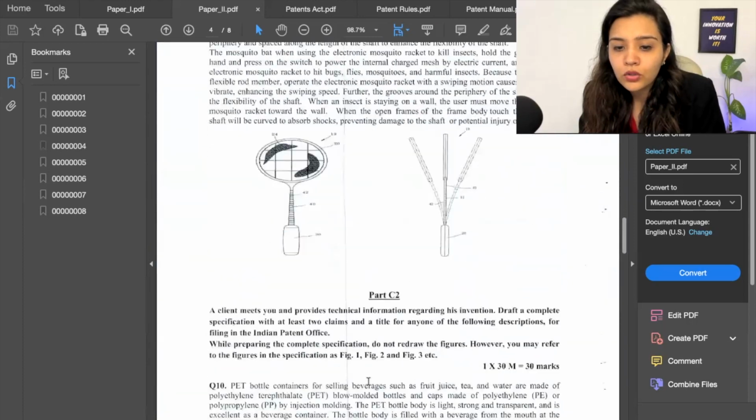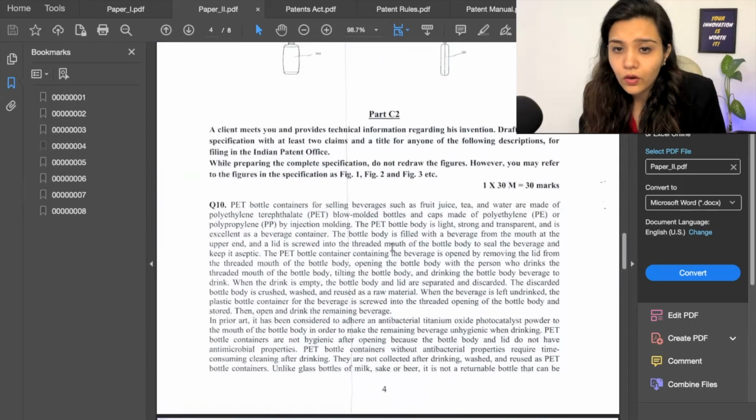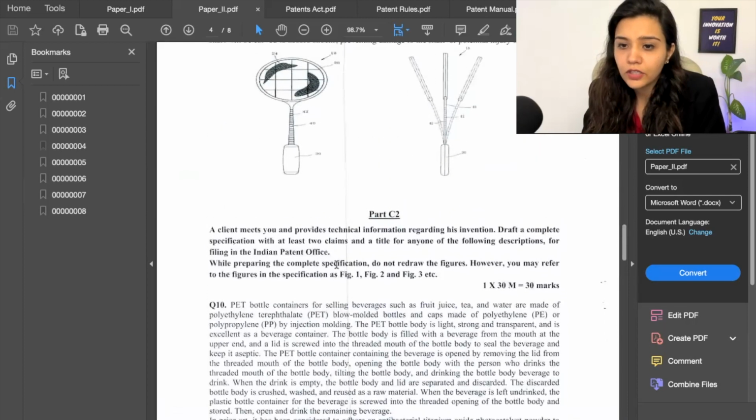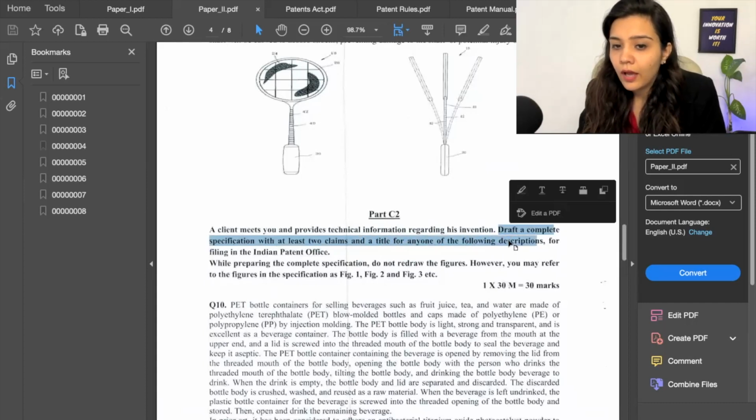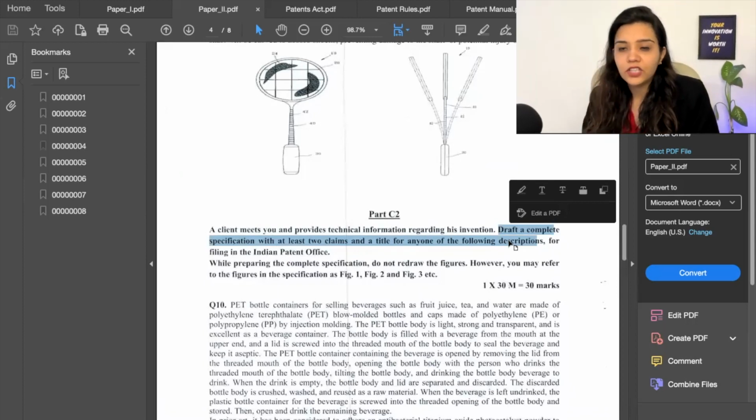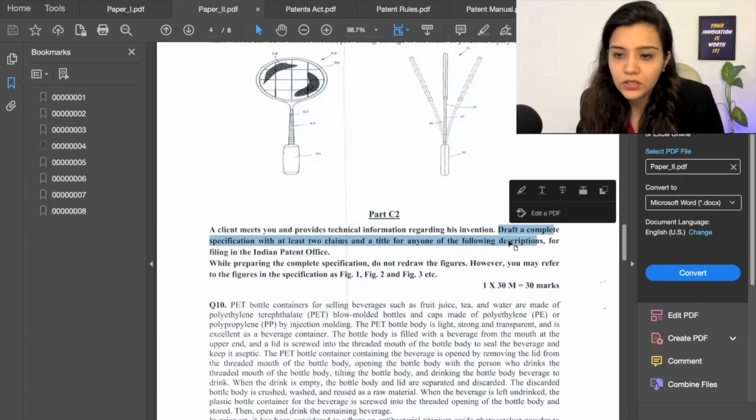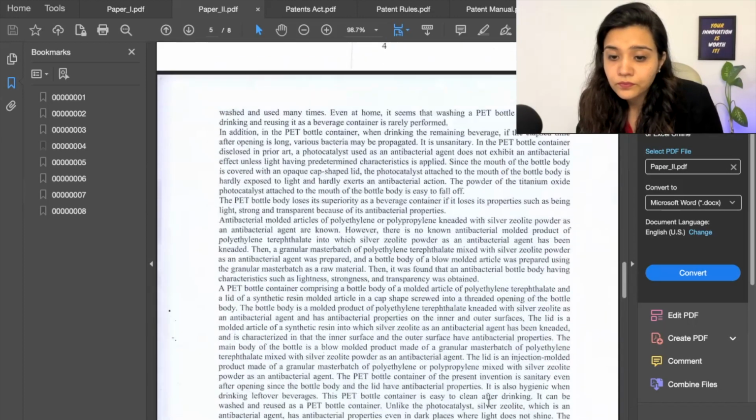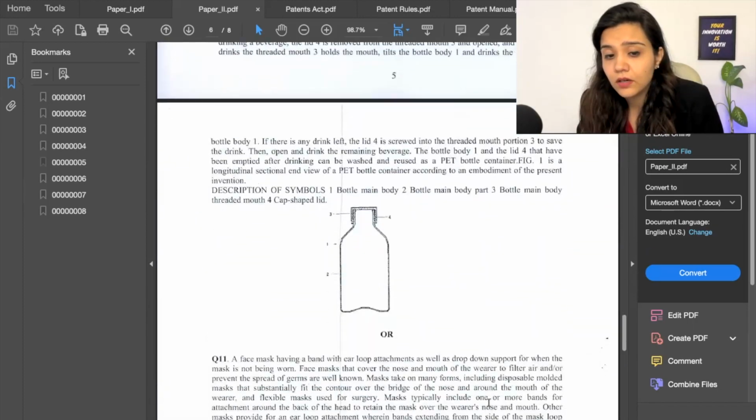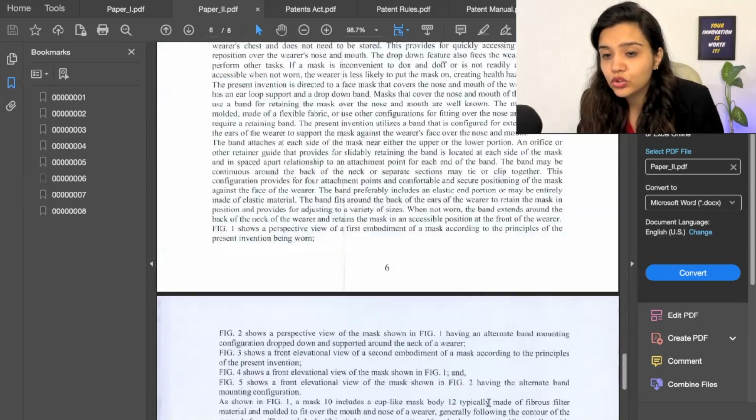And in the second part of this section, a whole complete specification needs to be drafted. So you will be asked to draft a complete specification with at least 2 claims, title, description, abstract, and everything. So you have to write a complete specification, which we'll also discuss in the coming lectures. So this part is basically the most important part.